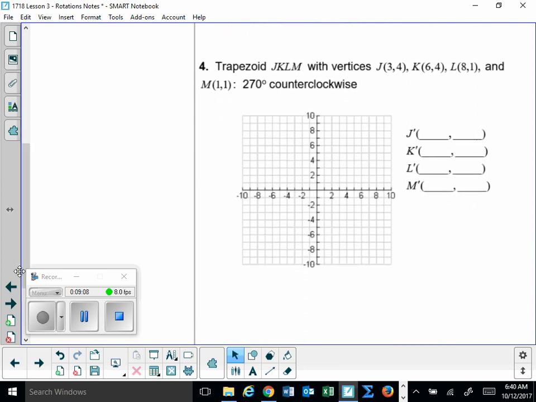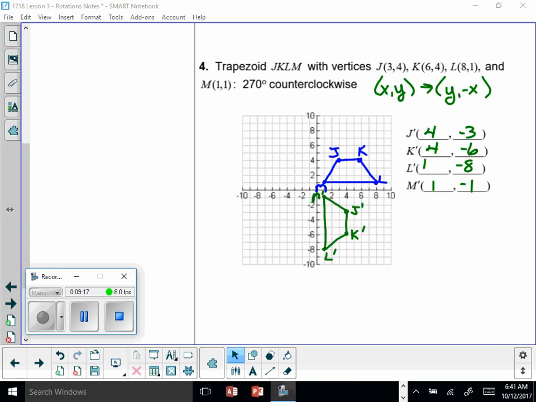All right, this one asks us for a trapezoid, just getting a few more points in. Again, pause and try it on your own. All right, take a minute, check your work. How did you do?